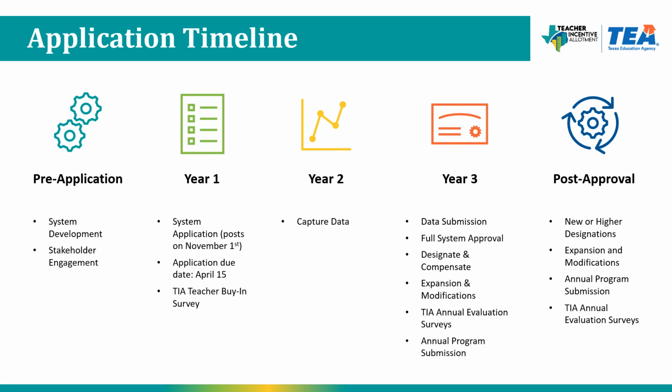In year 2, districts with system approval will transition into their data capture year. This is also referred to as implementation year. Districts will take their approved local designation system and ensure it is implemented with fidelity. In addition, they will capture the data needed for data submission. In year 3, districts submit their data along with their proposed designations. Districts receive full system approval after a successful data validation. In subsequent years, districts may consider expanding their local designation system and put forth teachers for new or higher designations.